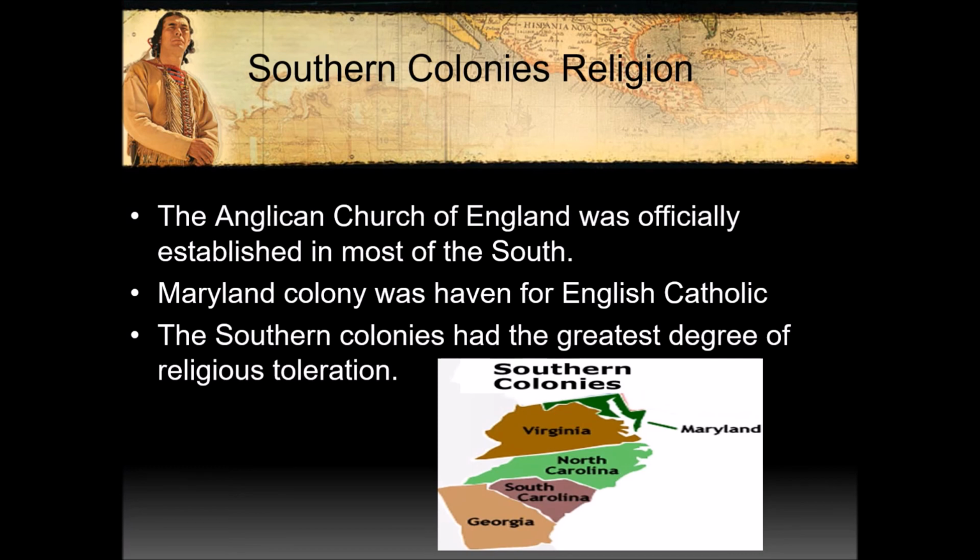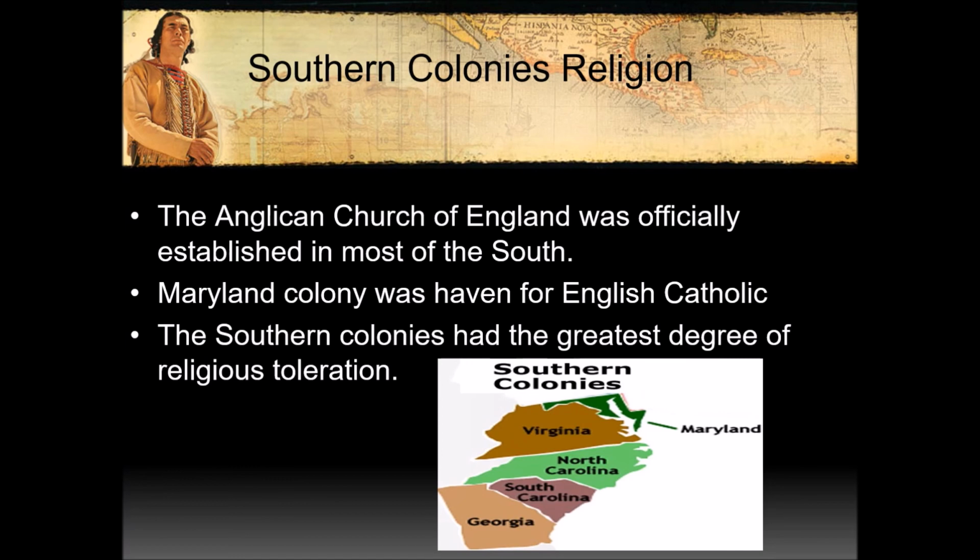The Maryland colony was founded by Lord Baltimore, and Maryland was a haven for English Catholics. So that's why Maryland is different from other colonies. In general, the plantation South permitted a good deal of religious freedom. The southern colonies had the greatest degree of religious tolerance compared to the northern colonies. Cash crops did not leave time for strict religious practices. So people mainly came to the region not for religious freedom, but to turn over a quick profit.